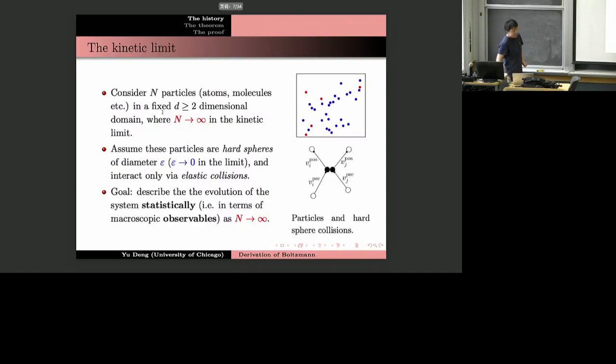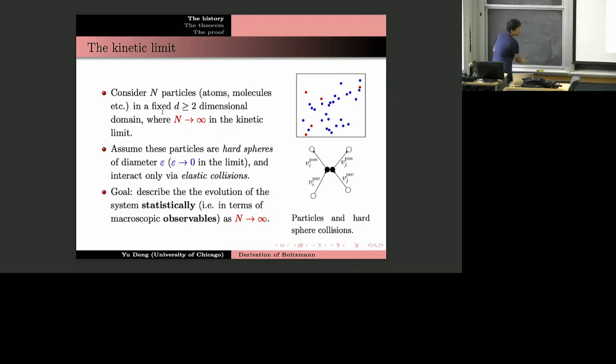Okay. So let me get more precise about this limit. N here is the number of particles. They have the position x_j and velocity v_j. So N is going to infinity in the limit. And we assume these particles are balls of diameter epsilon, and we assume they are the so-called hard spheres. They only collide and do elastic collisions when they touch. And then the question is to determine the evolution of the statistical quantities of the system. You can think of it as measuring observables, essentially the average of certain functions of x and v over all the particles. Essentially, we describe the evolution of these statistical quantities in the limit where N goes to infinity and epsilon goes to 0.